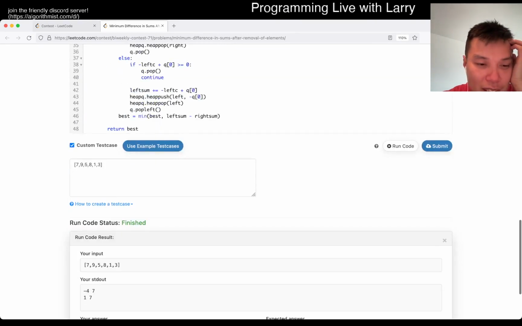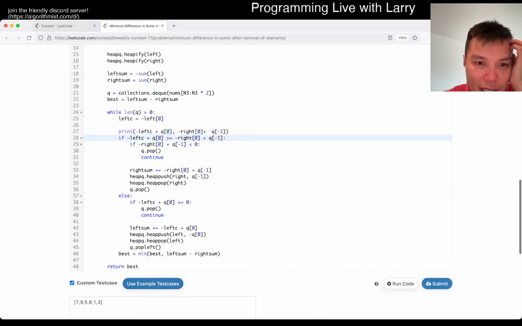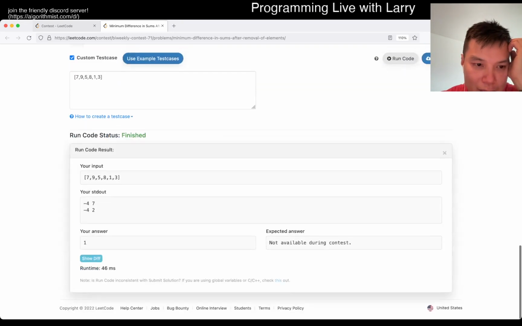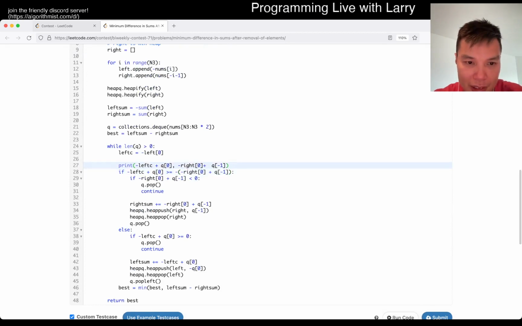Okay, so this has a contribution of -4. This has a contribution of -7 on the right side. So we want negative of this because it is, yeah, okay. Maybe that's right, I don't know. Okay, so that at least gives me the right answer here.